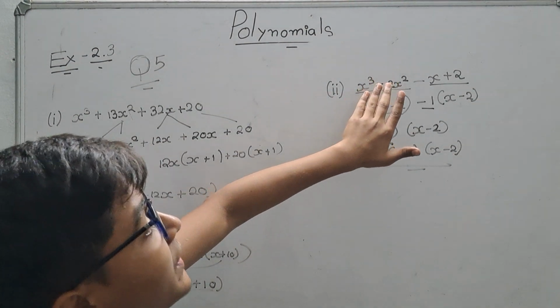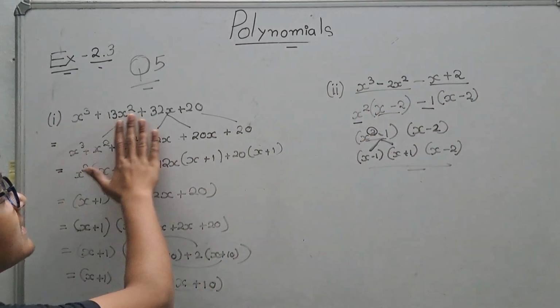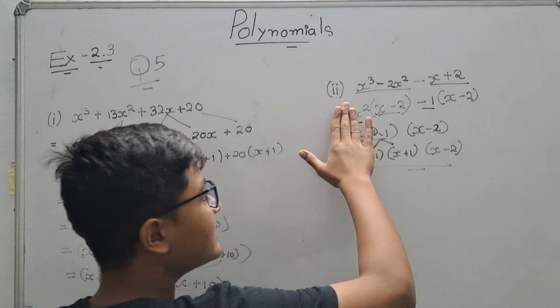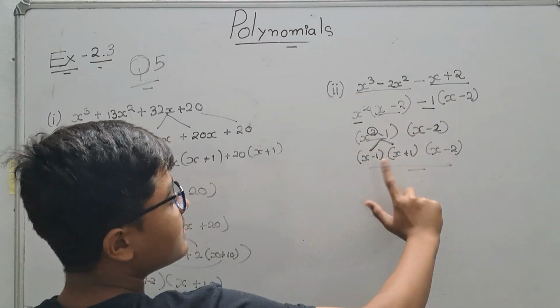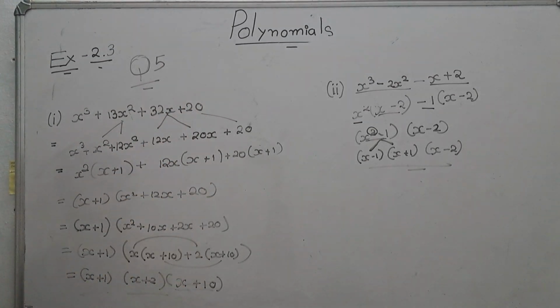But here the factor can be easily taken out, and here the factor cannot be easily taken out. If the number is given in this way, you can use the method like this. And if the number is given in this way, you have to do this trick only.